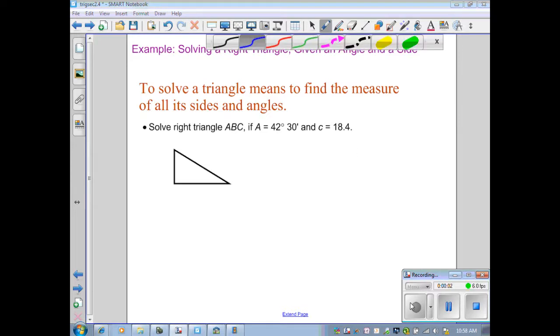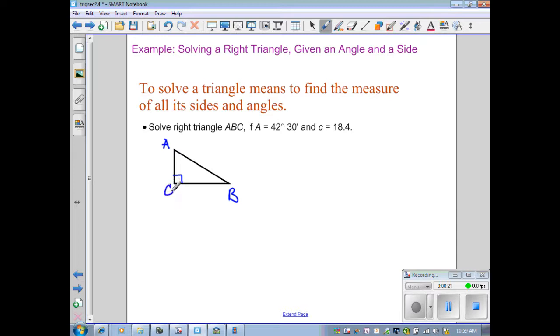The first step is to draw a right triangle like the one I have here. Then I fill in the parts of the triangle. For all of our examples, we're going to let C be the right angle unless otherwise designated by the book. So here, A is an acute angle, B is an acute angle, and C is my right angle.